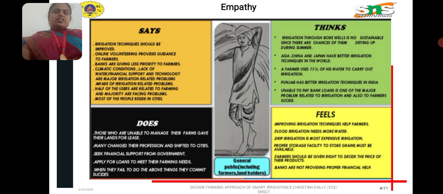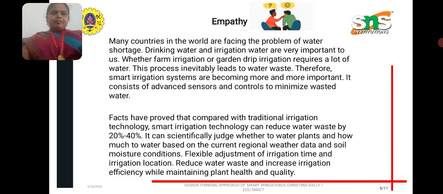So the first part is the empathy part. This is the diagram to represent the empathy: what it says, what it thinks, how it does, and how it feels. While discussing the empathy part, many countries in the world are facing the problem of water shortage. A lot of people are facing problems with drinking water as well as irrigation water.